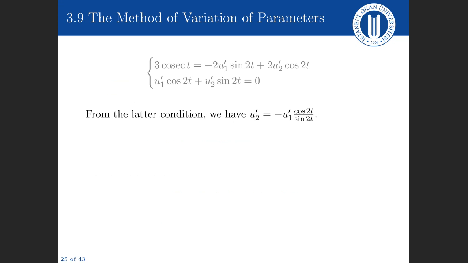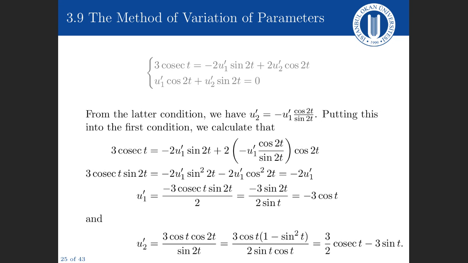I've repeated this system. From the second equation, the latter condition, we can rearrange this to u2 prime is minus u1 prime, cos 2t over sine 2t, and then we can put this into the former equation, the first equation.